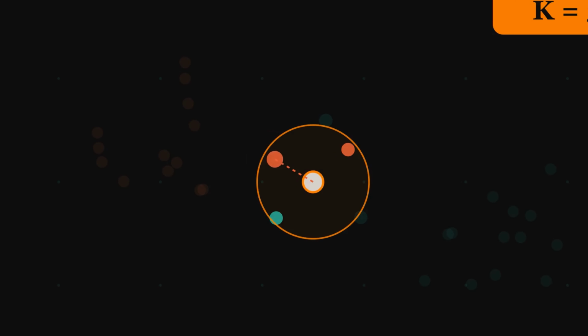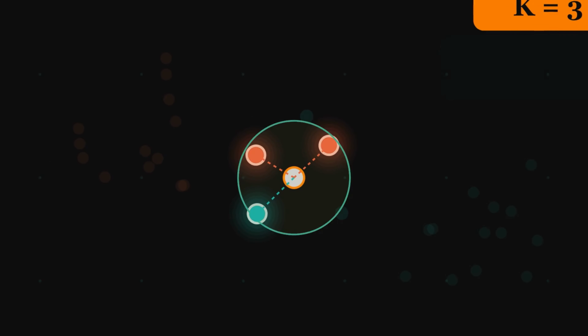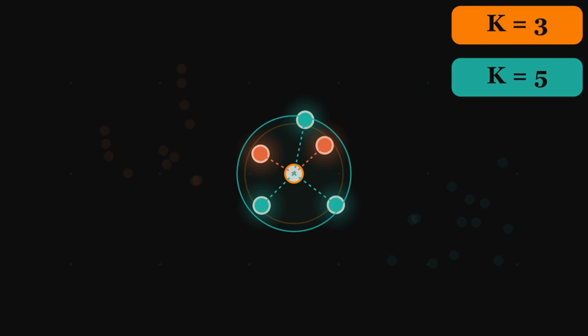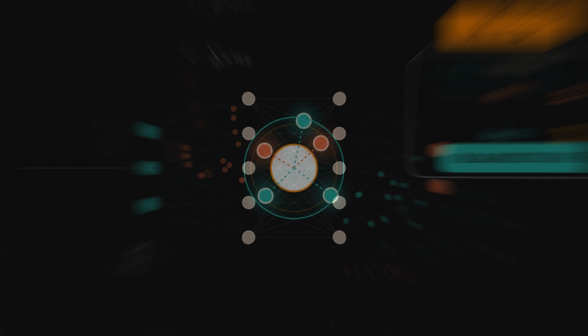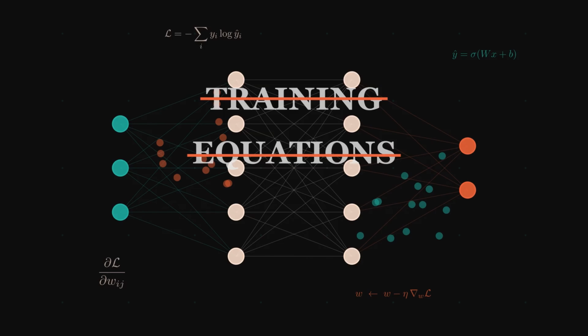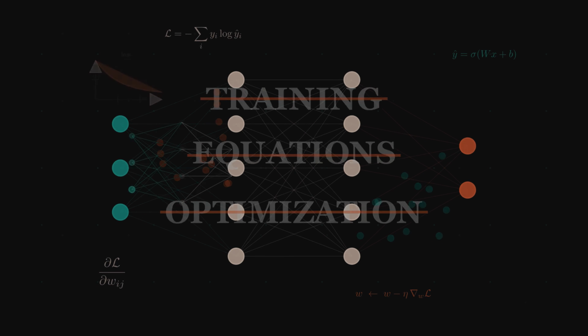The K is just how many neighbors you check. K equals 3, you check 3. K equals 5, you check 5. They vote. Majority wins. No training, no equations, no optimization.